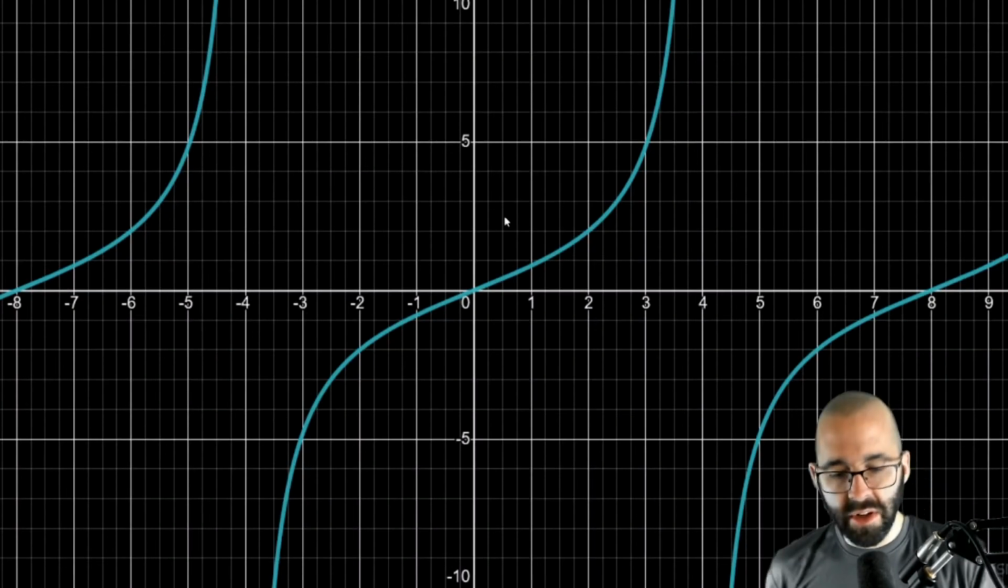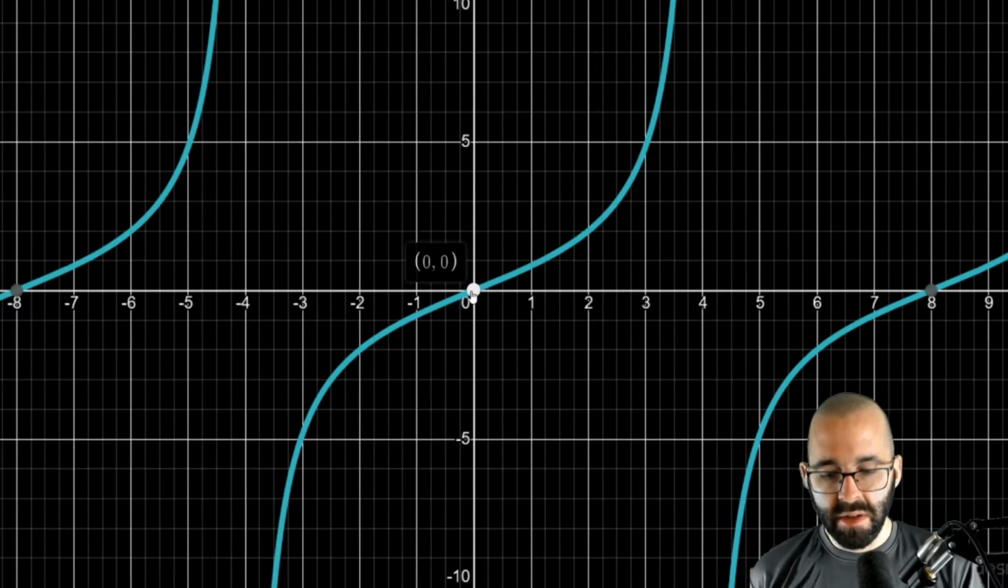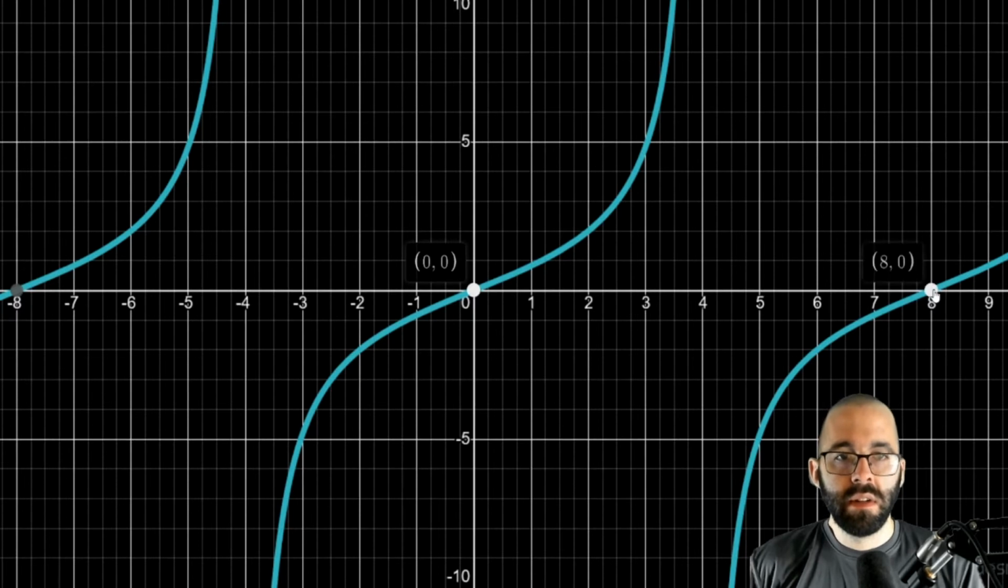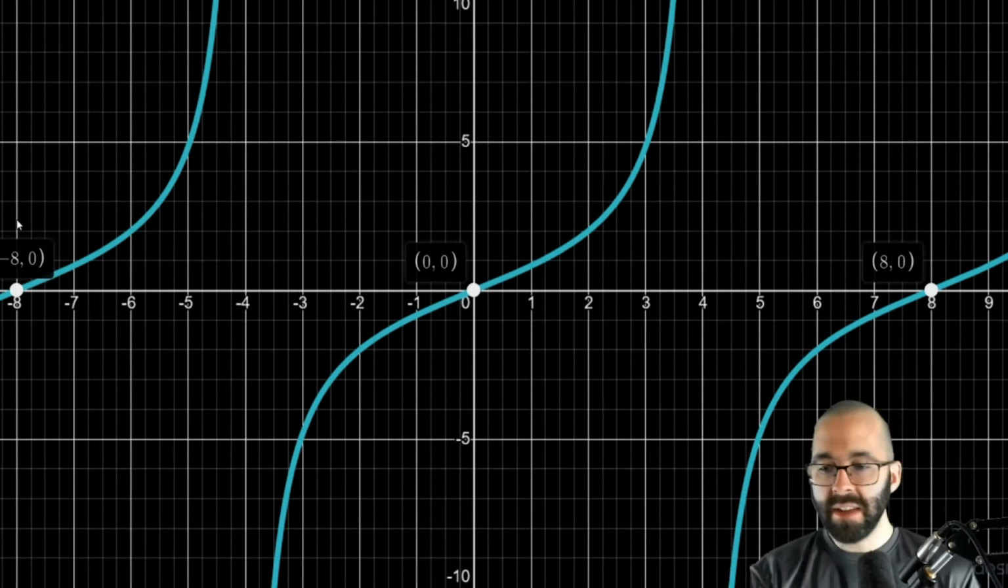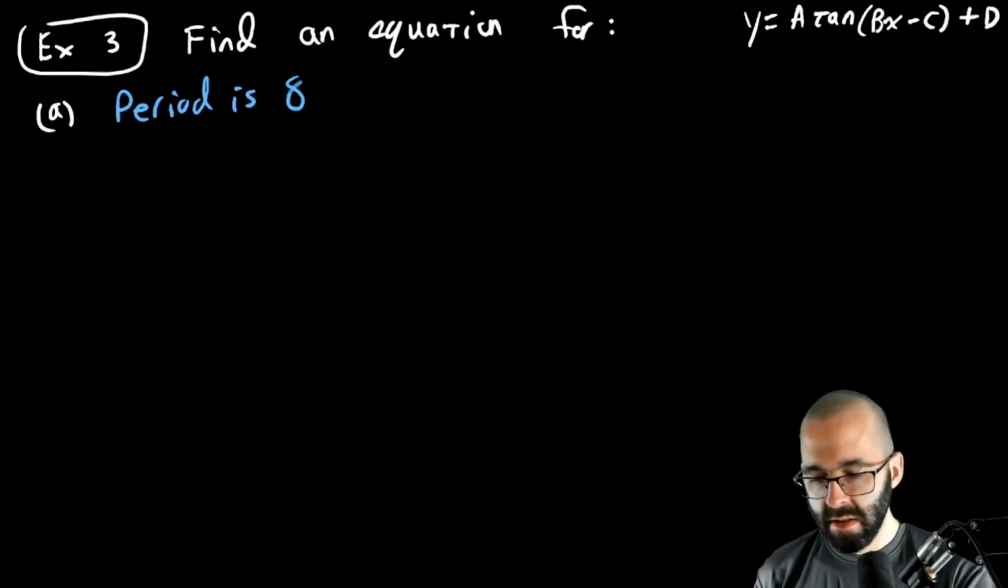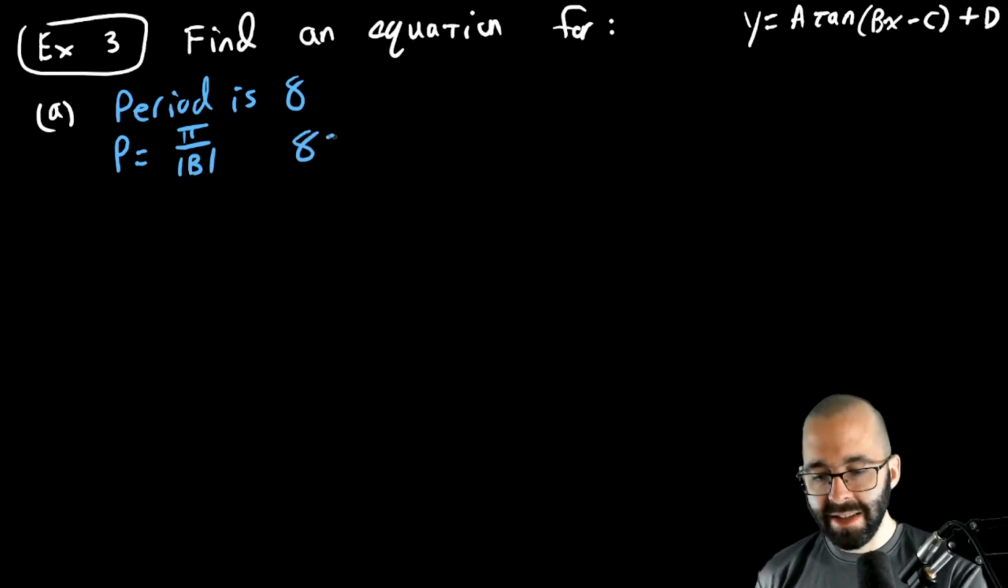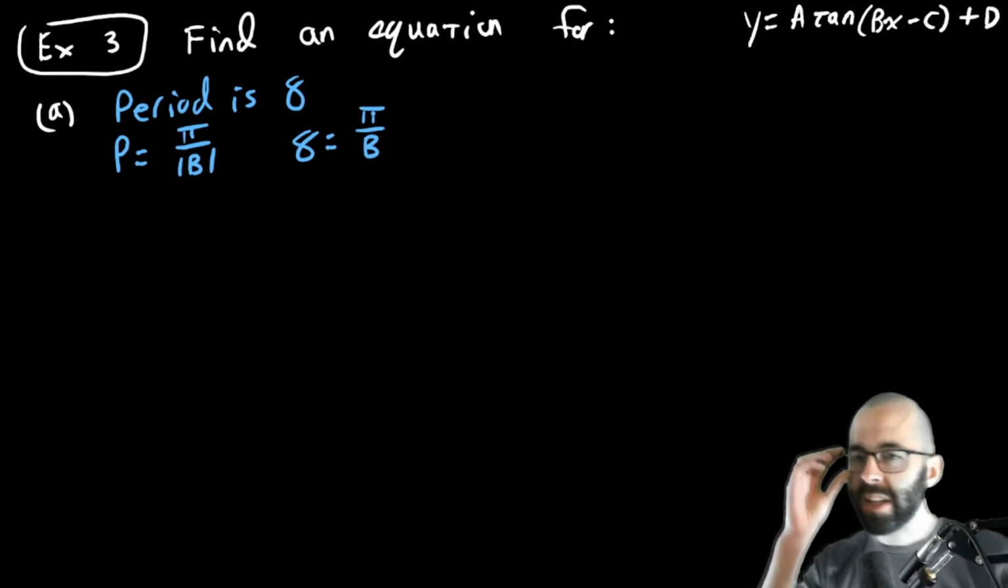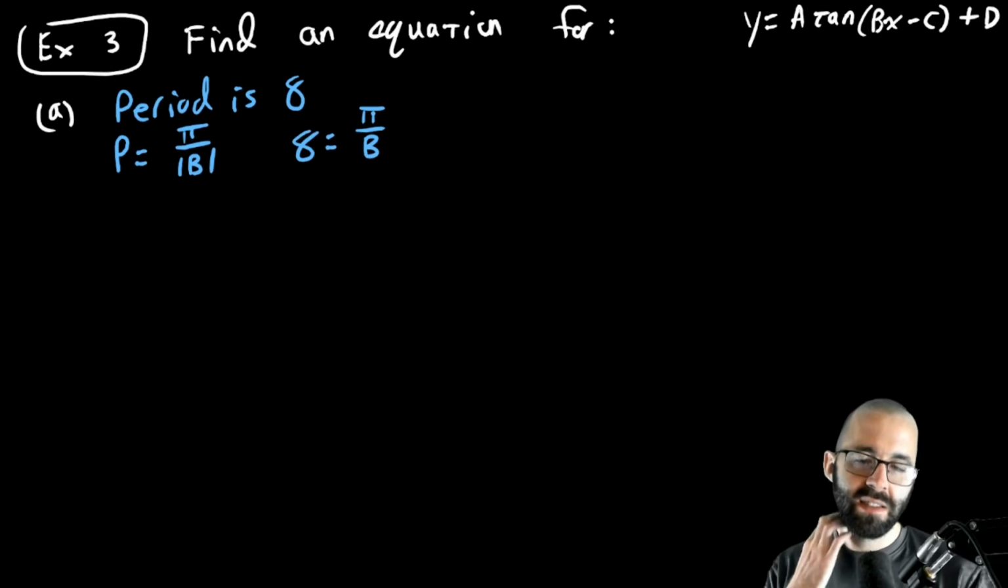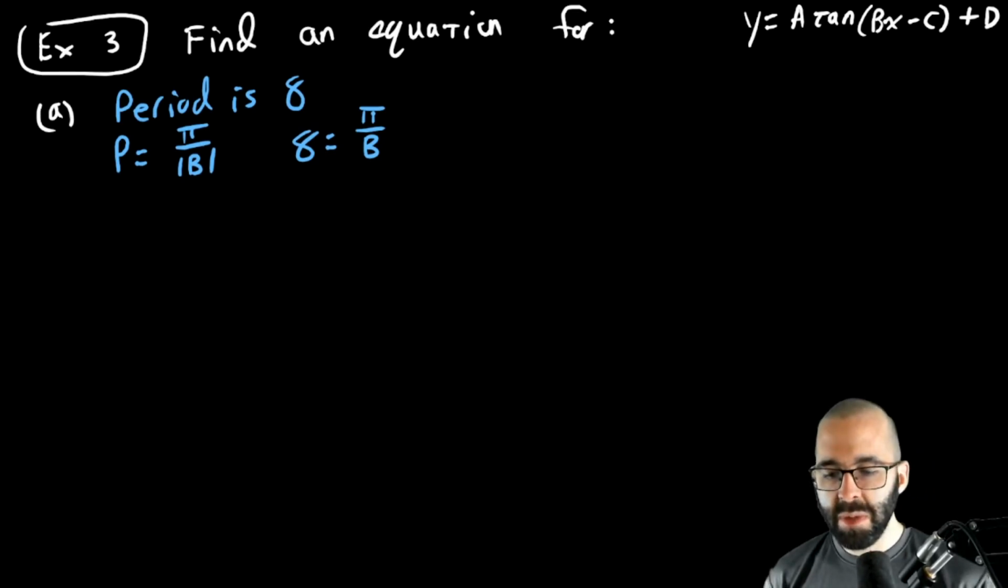How long does it take this function to repeat? Well, the middle looks to be about (0, 0). And then it repeats every 8 units. So the period is 8. But remember, b is not equal to the period. The period is pi divided by the absolute value of b. So 8 is the period, is pi over b. And we're not really going to deal with many negative b's in this class. So we're just going to look for positive b's.